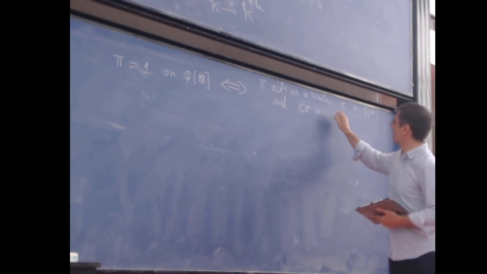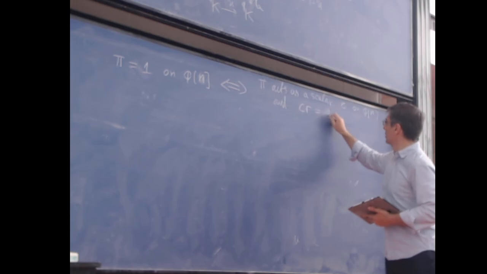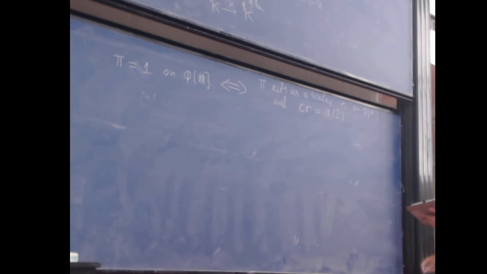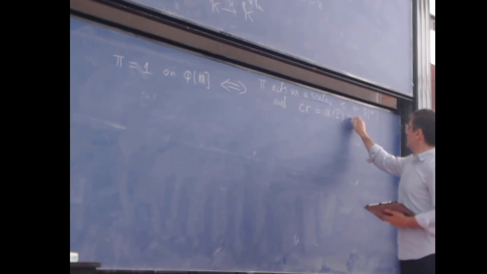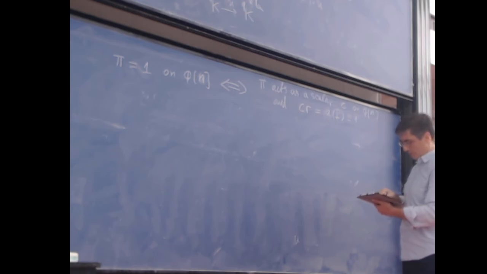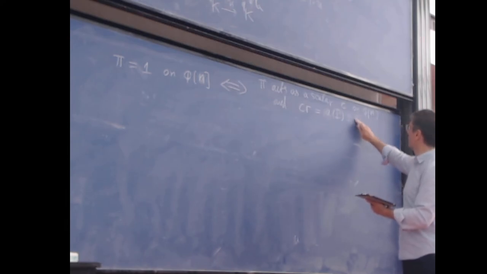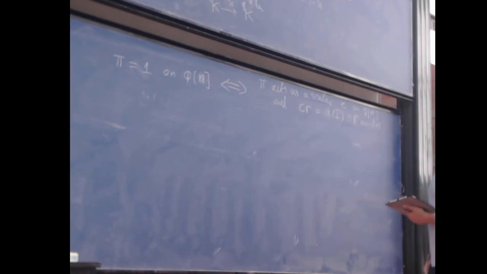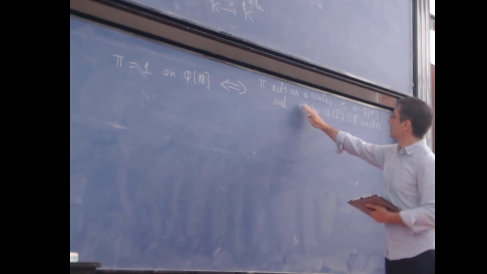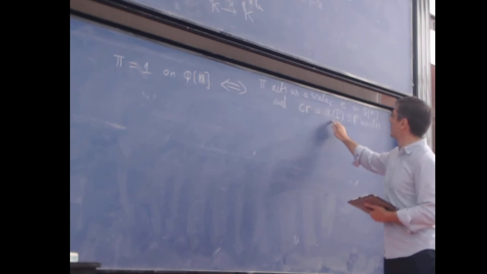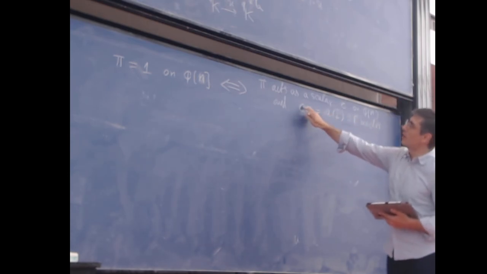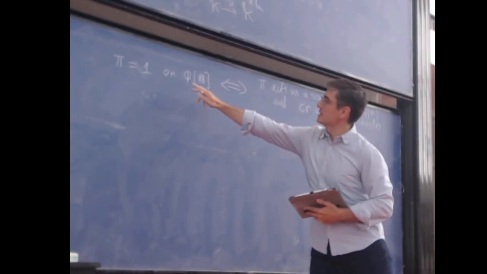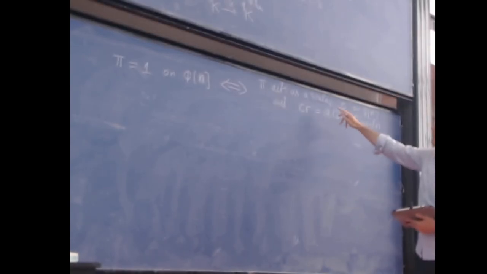So this AP was the trace, and this should be 1 or more. So this C should be 1. So pi acts as 1 on this if pi acts as a scalar and this C is 1.